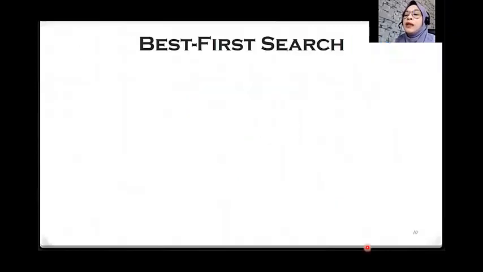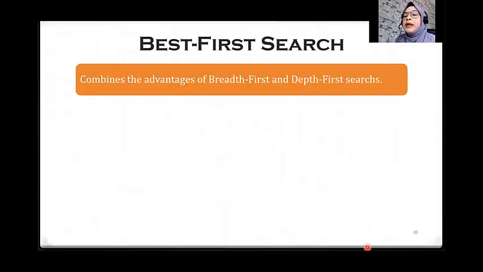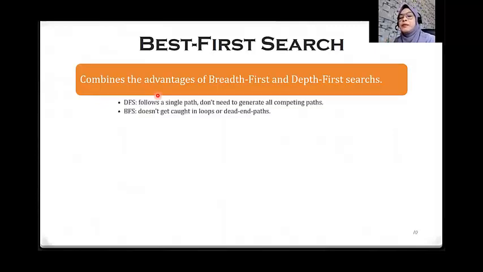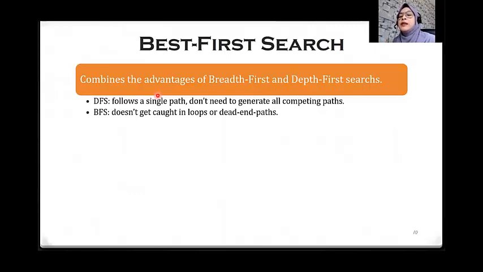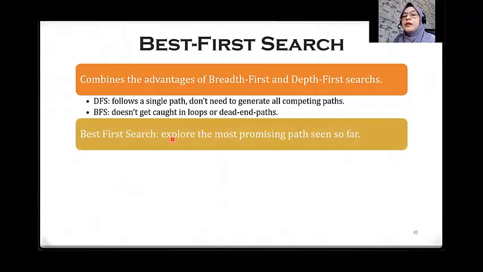Let's have a look at best first search. Best first search combines the advantages of breadth first search and depth first search. DFS, depth first search, follows a single path, so you don't need to generate all the competing paths. Breadth first search doesn't get caught in loops or dead end paths. Best first search explores the most promising paths seen so far.